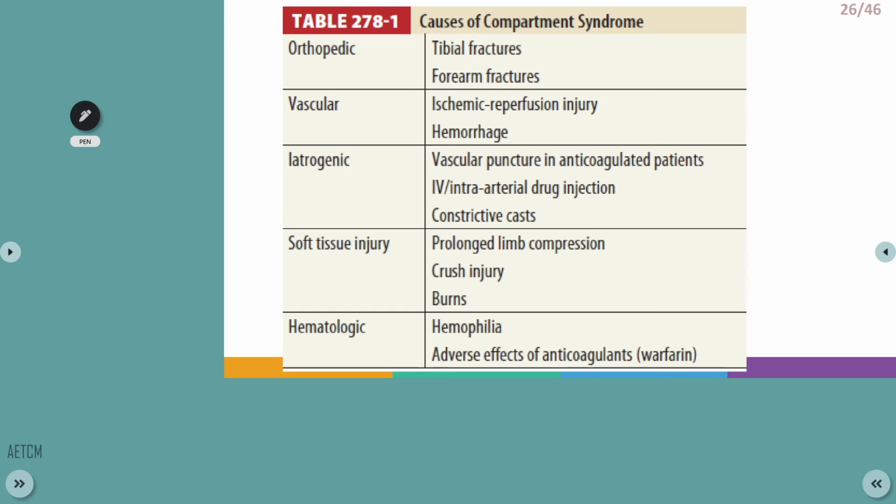Now what are the different causes of compartment syndrome? Orthopedic causes can be tibial fracture or forearm fracture.